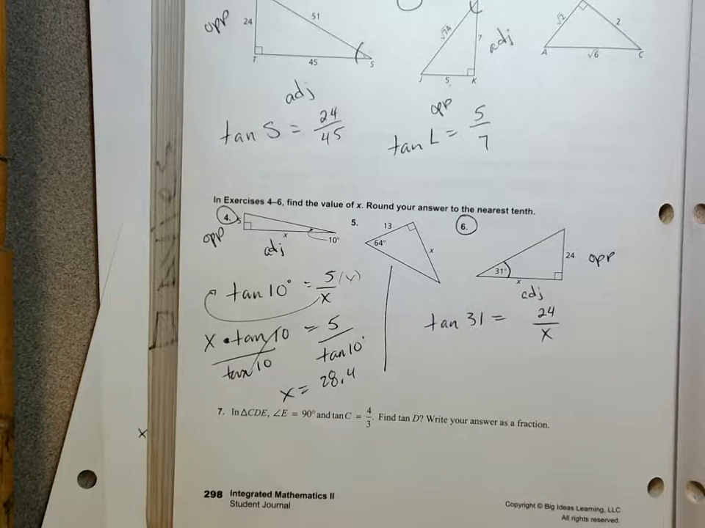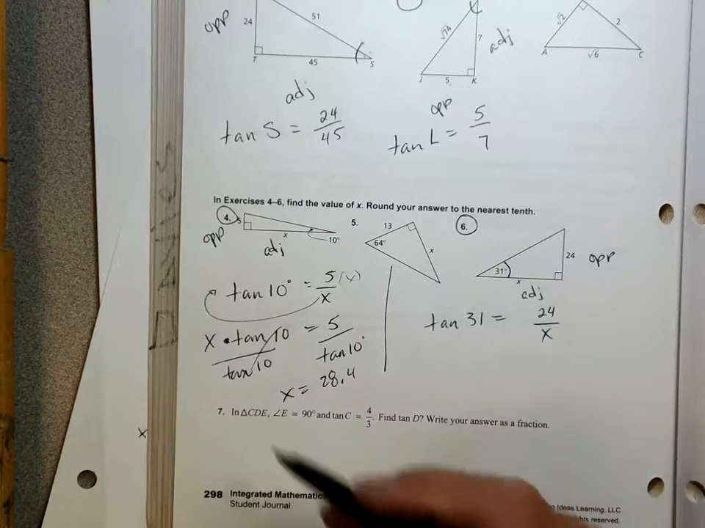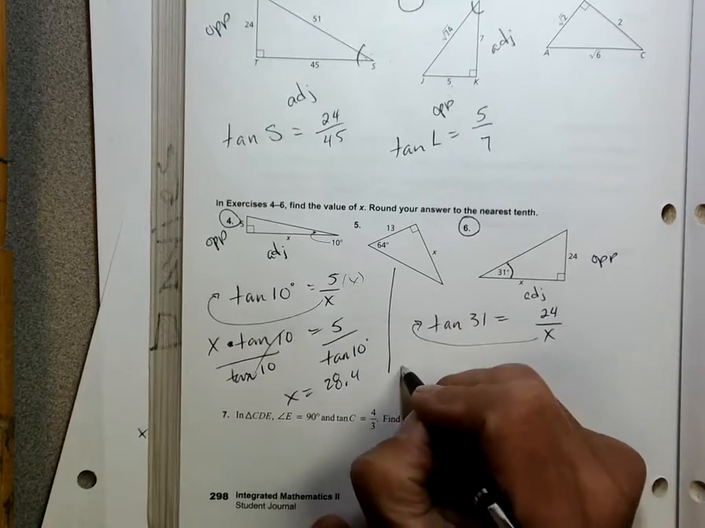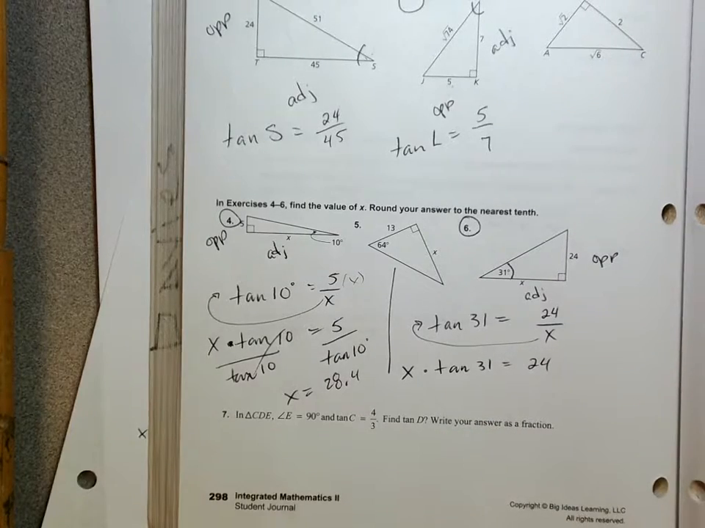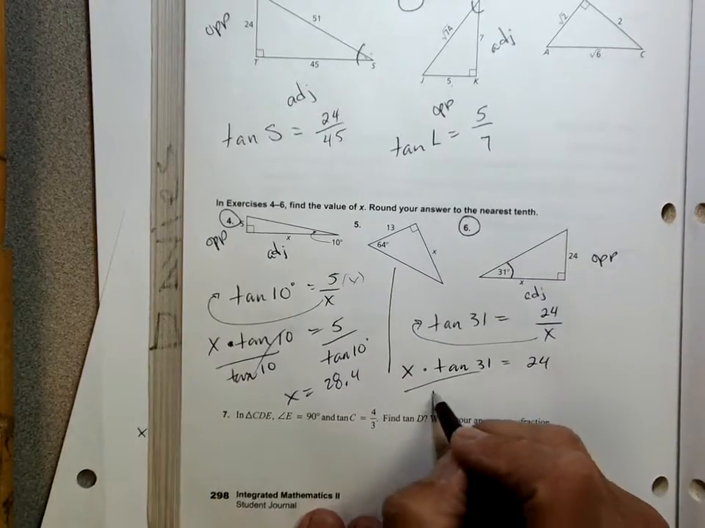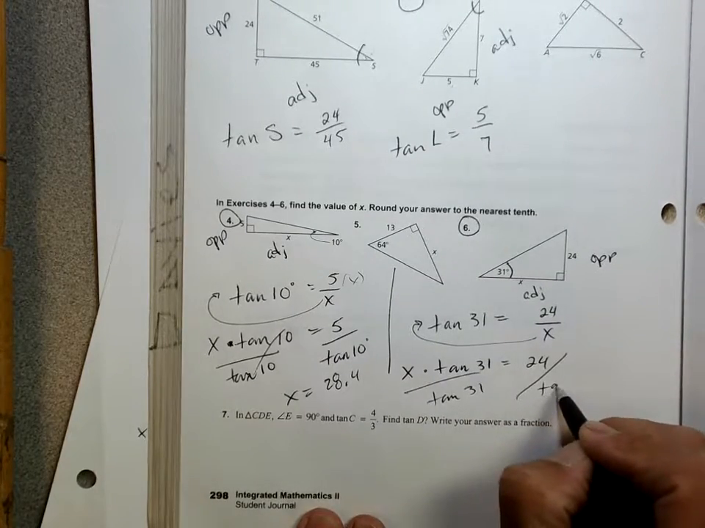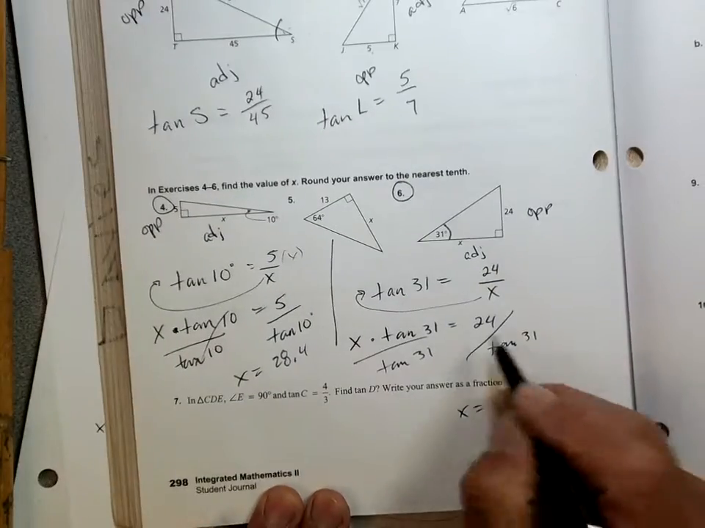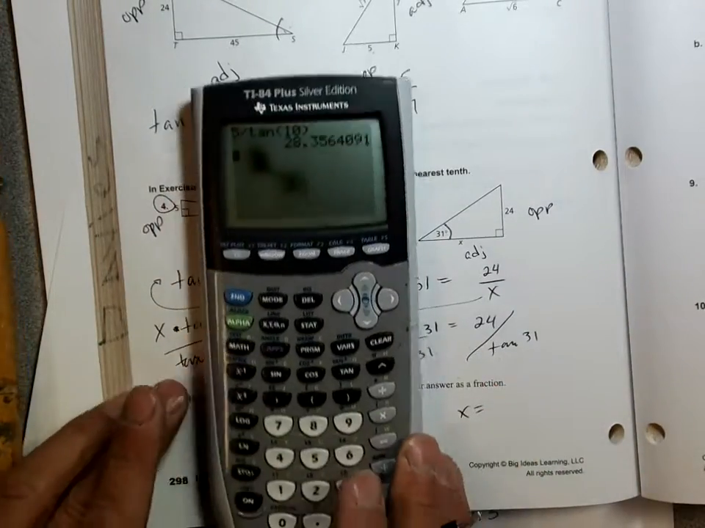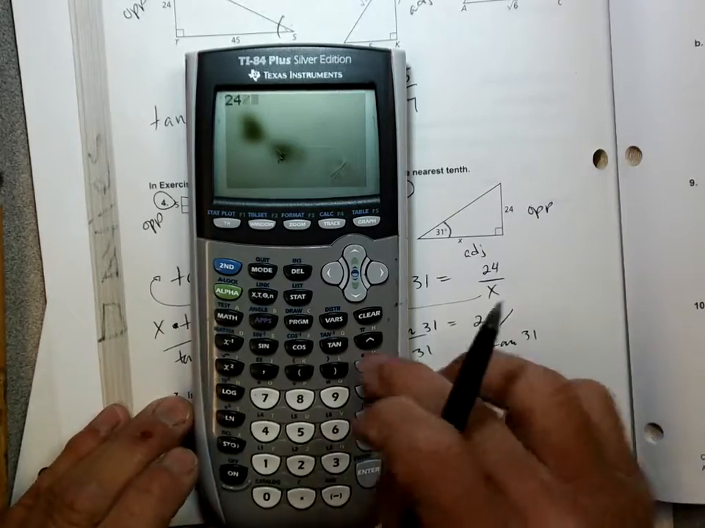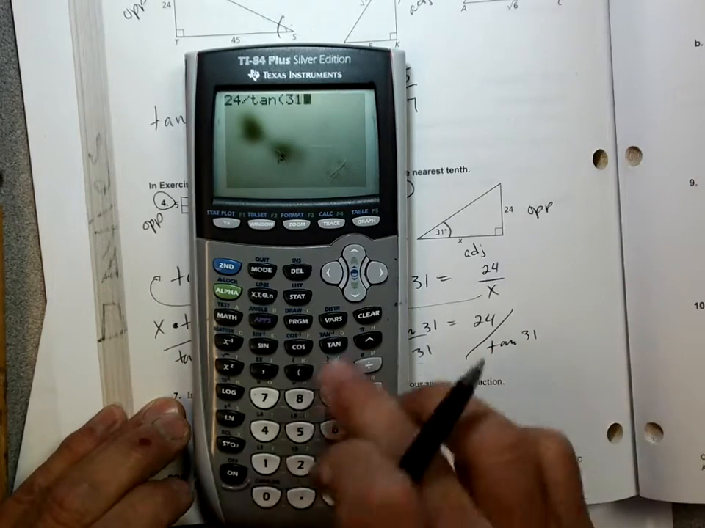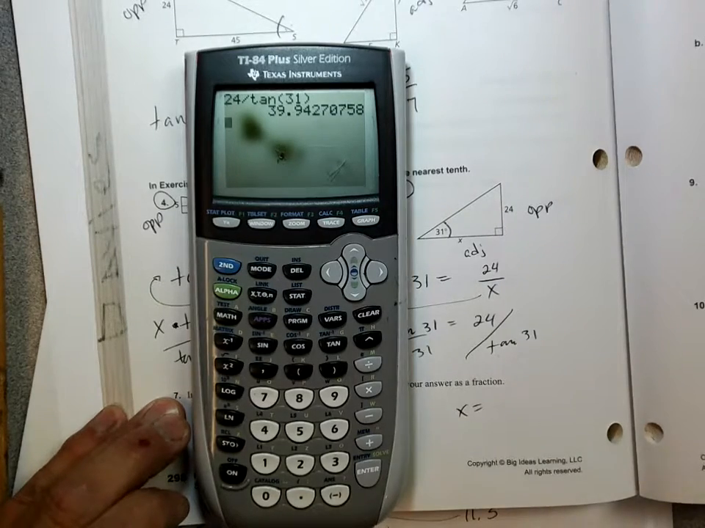Same thing. Am I going too fast? No. Okay, I'll multiply up the x. I'll multiply the x right there, and I'll have x times the tangent of 31 equals 24. And then that's x times tangent, so if I'm solving, I just have to divide. So if I divide by tan of 31, I've got x is equal to whatever that is, and I just used my calculator to figure that out. 24 divided by tan of 31. How about 39.9? Thank you.